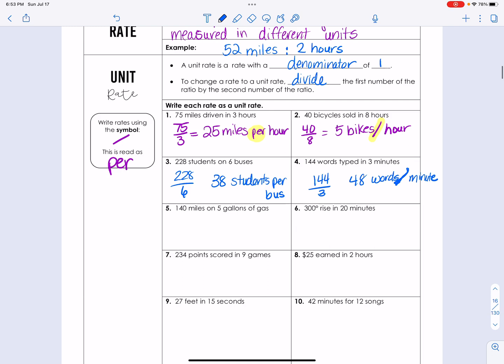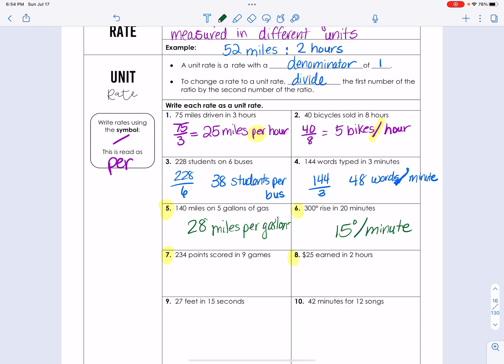Okay, what I would like you to do right now is just do these 4. Okay, please do them and write it out with words. Pause the video and do them. Okay, I'm just going to write the answers for these. So this is 28 miles per gallon. Okay, the next one is 300 degrees, so it's 15 degrees per minute.